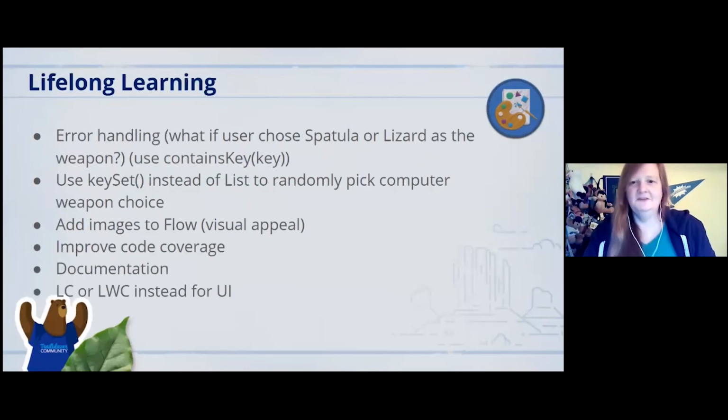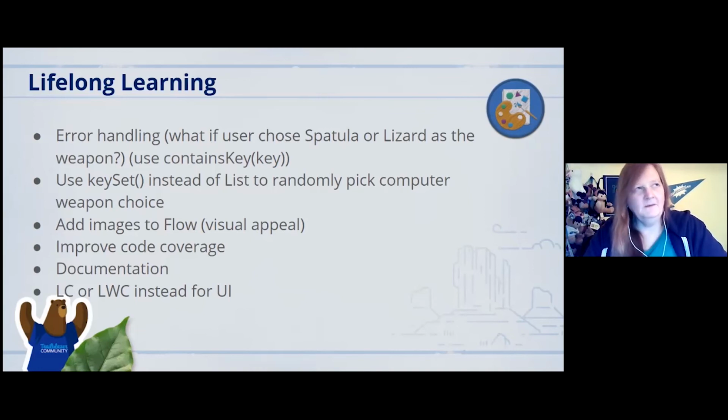But our learning doesn't end just because we got that game to work. So other things I need to think about, maybe, or things that I might add later. Error handling. What if the user had the chance to choose something like spatula or lizard? What would I need to do to check to make sure that they're choosing a valid response and I deal with it appropriately? And that's really where I could probably use that contains key method of map would be a great thing to use there.